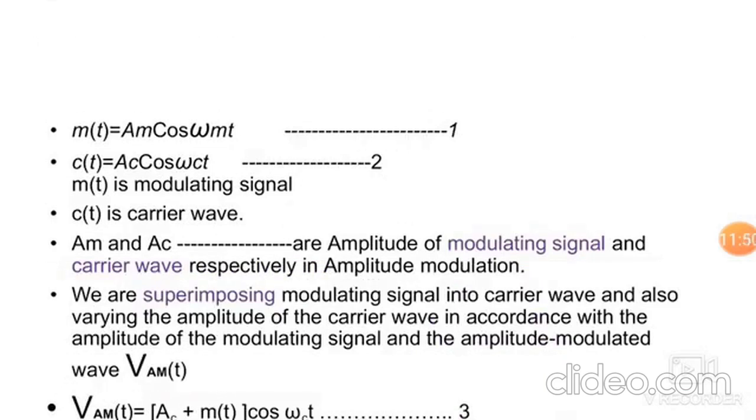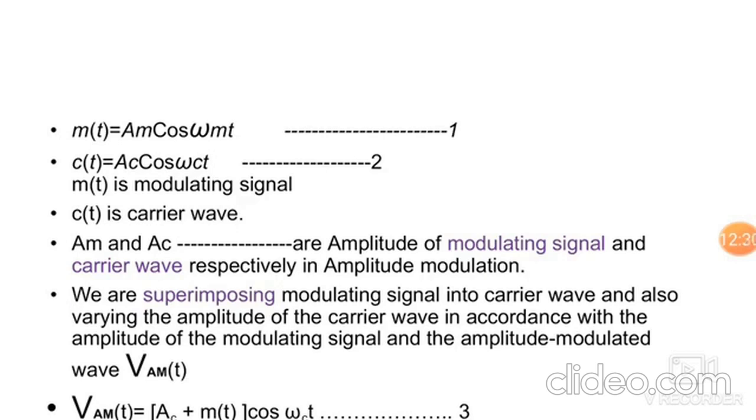To learn about the equations of the AM waveform, let us consider the equations of the message signal and carrier signal. We already talked about the two signals we are using at the input side: message signal m of t and carrier signal c of t. These two signals can be represented in mathematical equations as m of t is equal to Am cos omega mt and c of t is equal to Ac cos omega ct. Am is the amplitude of the message signal and Ac is the amplitude of the carrier signal. Similarly, omega m is the frequency of the modulating signal and omega c is the frequency of the carrier signal.